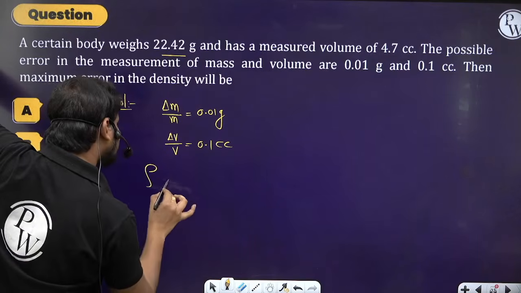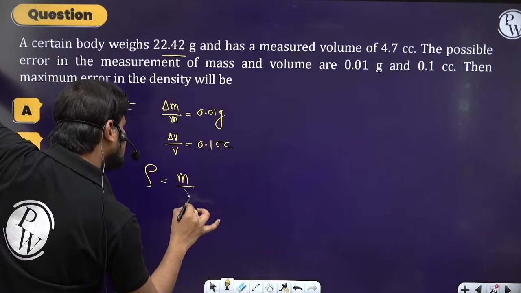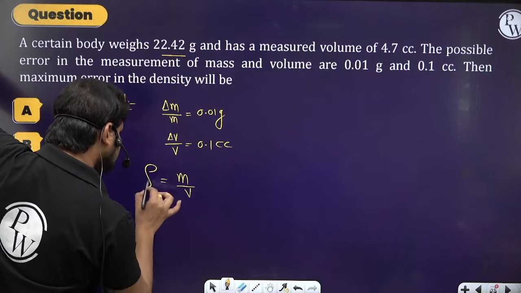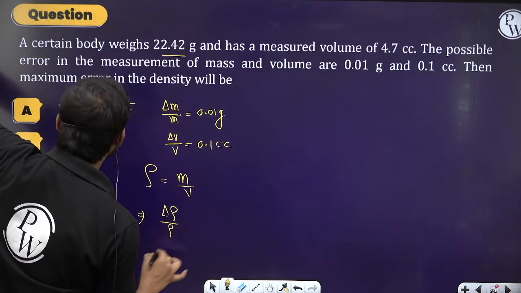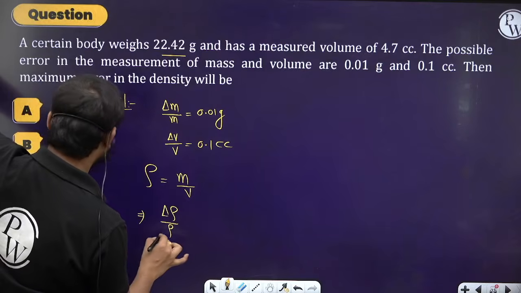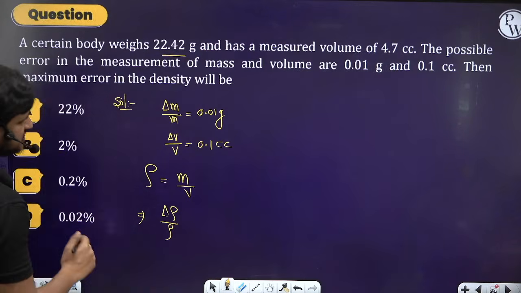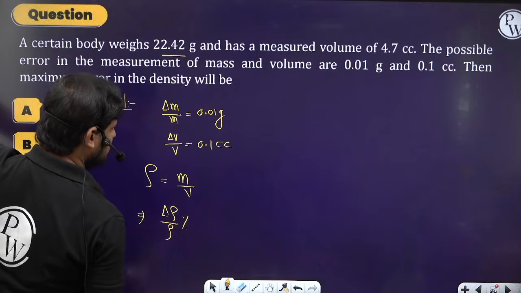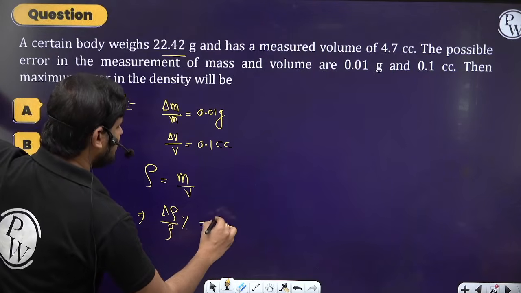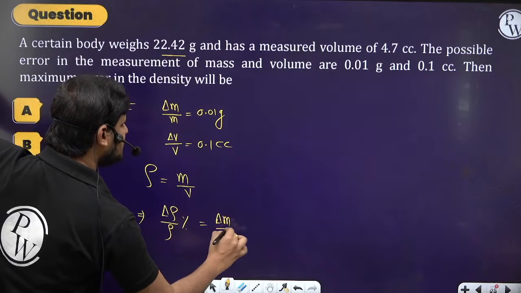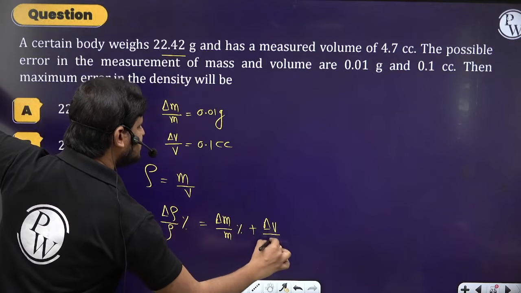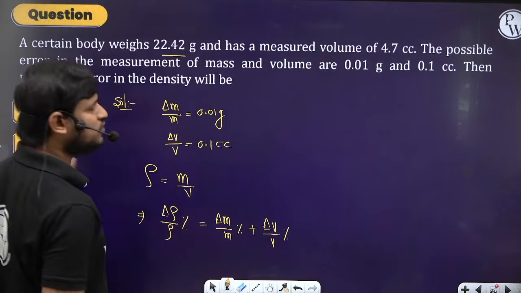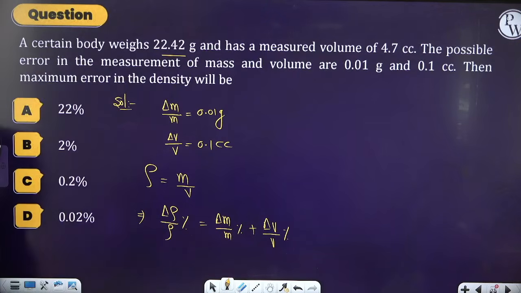What's the density formula? Density is equal to mass by volume, right? So what's delta rho by rho? They asked for percentage, so we have to calculate percentage only. See here, the options are in percentage. So it is delta m by m percentage plus delta v by v percentage. That's it. So do the calculation, guys. I'll just have some water.